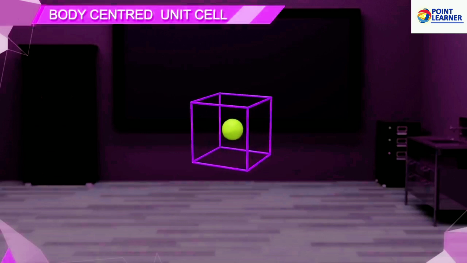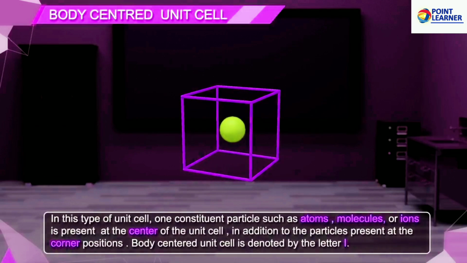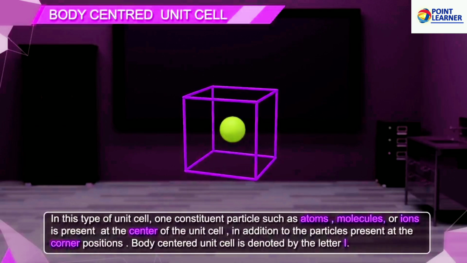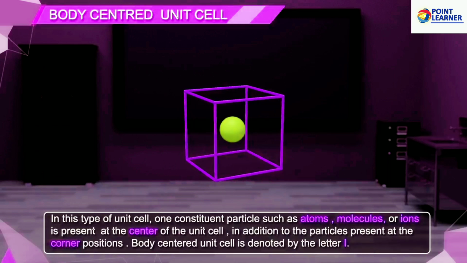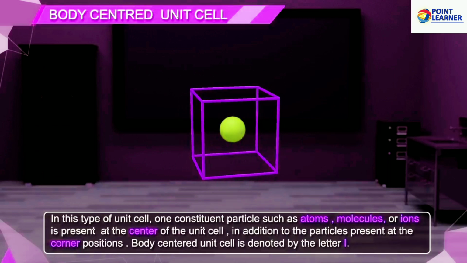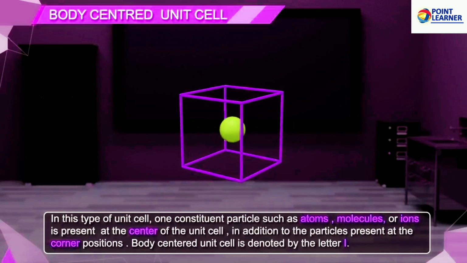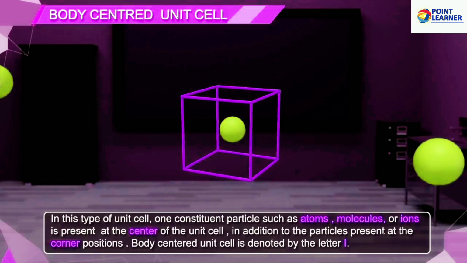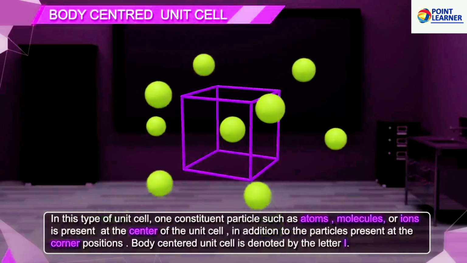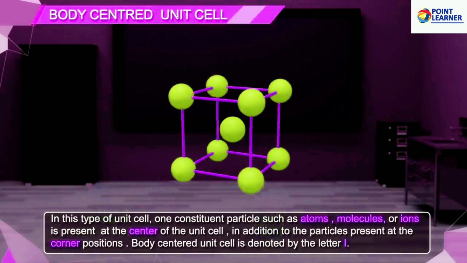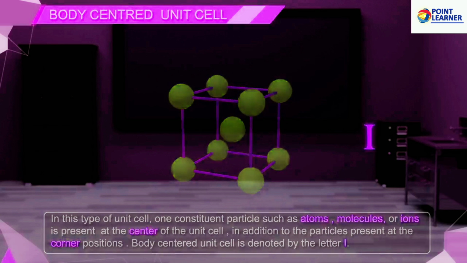Body-centered unit cell. In this type of unit cell, one constituent particle, such as atoms, molecules, or ions, is present at the center of the unit cell, in addition to the particles present at the corner positions. Body-centered unit cell is denoted by the letter I.